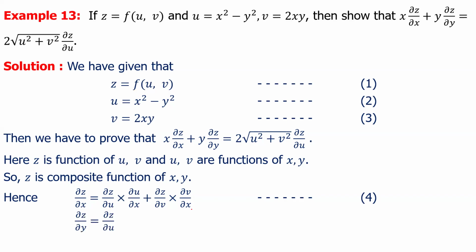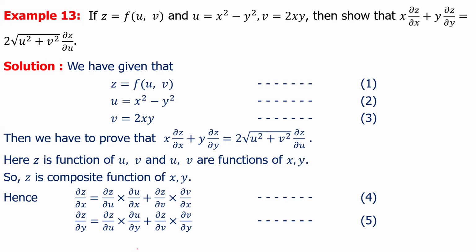Similarly, we can write down del z del y. Del z del y is del z del u into del u del y plus del z del v into del v del y. Now we can interpret it. Just look here. z is a function of u, u is a function of x. Similarly, z is a function of v, v is a function of x. So in this manner, we are able to express the composite function z in terms of x and y. So del z del x and del z del y can be obtained by using these two formulas or expressions.